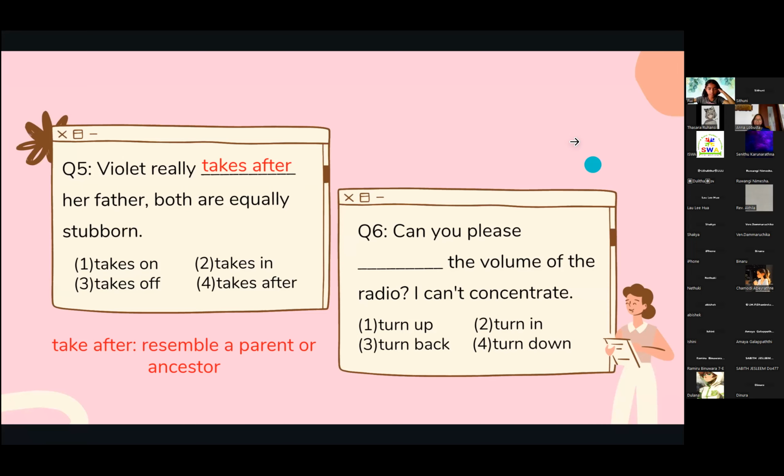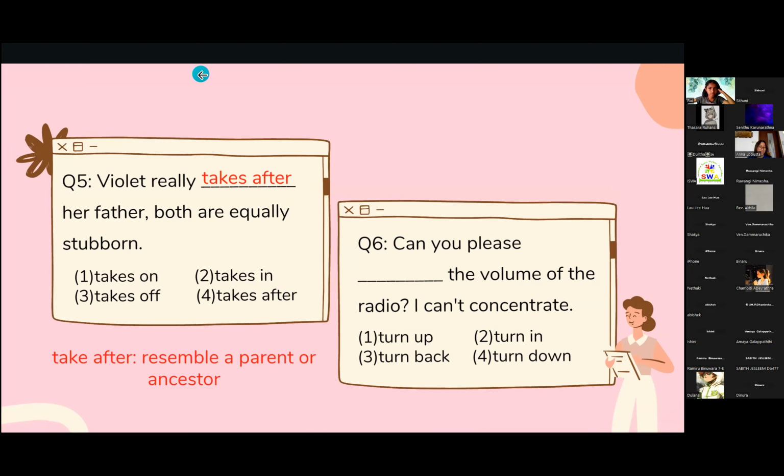Question number 6, but does anyone still want to read? That's Sarah. Can you please blank the volume of the radio? I can consider it. And do you want to share what you think the answer might be? Even though I accidentally showed it on the screen just now. Turn down. Yes, correct. Number 4, turn down.